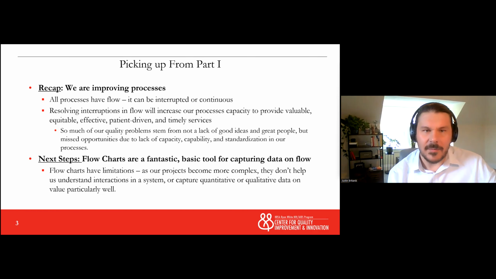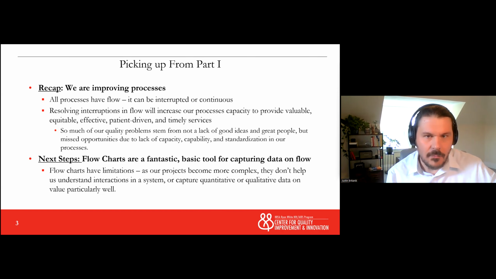Resolving interruption of flow increases our capacity to provide services that meet the criteria we think of as high quality. They're valuable, they're equitable, they're efficient, effective, they're patient-driven. We can do them quickly and timely. Many of our problems don't come because we don't have good ideas or good people. We may not have enough people, but the people we have are generally pretty good. It's really missed opportunities. I think of that low-hanging fruit, or even fruit on the ground. It's that lack of capacity, capability, standardization in our processes. Those are the things we probably want to look at first before we bring something new into our systems.